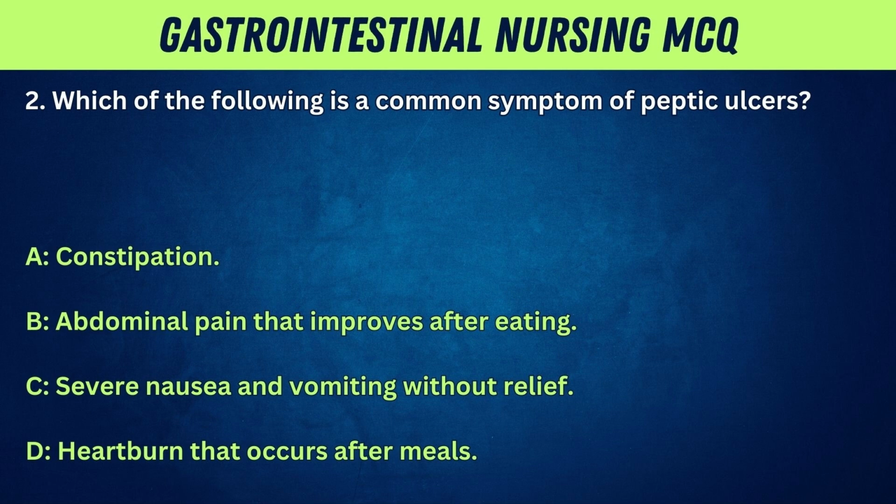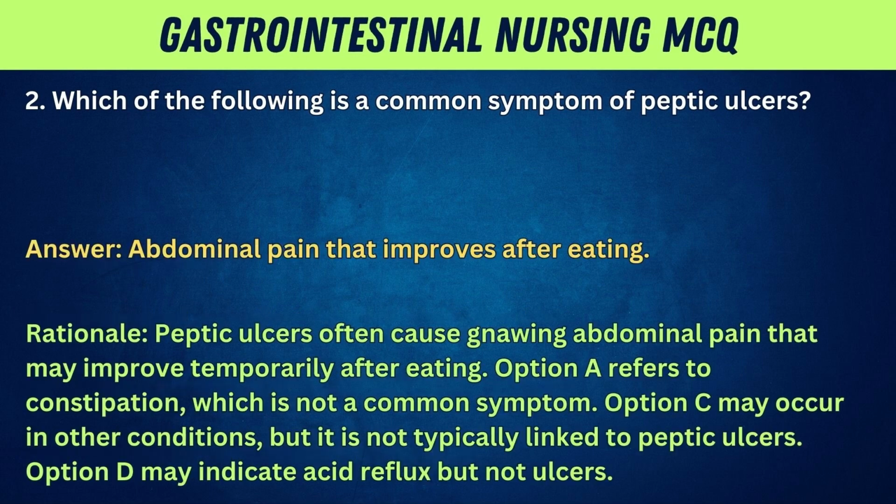2. Which of the following is a common symptom of peptic ulcers? A. Constipation. B. Abdominal pain that improves after eating. C. Severe nausea and vomiting without relief. D. Heartburn that occurs after meals. Answer. Abdominal pain that improves after eating.